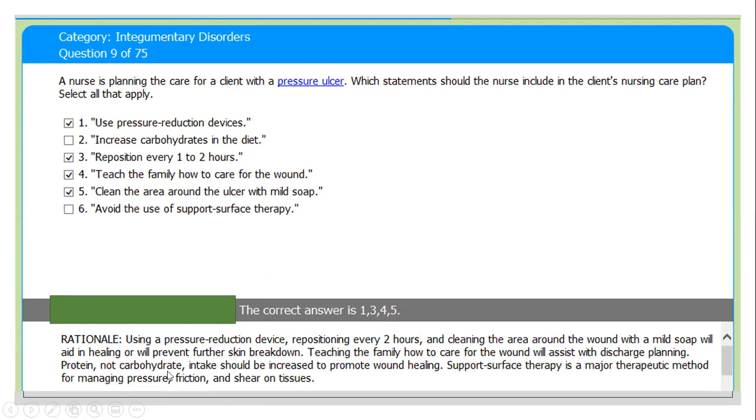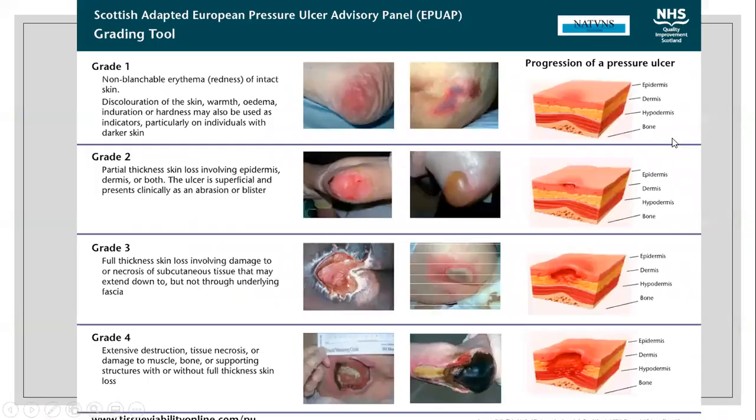Protein, not carbohydrate, intake should be increased to promote wound healing. Supportive surface therapy is a measured therapeutic method for managing the pressure, friction, and also shear on the tissues. Here we can see the different stages or grades of the pressure ulcer. Grade 1, you see the picture, progression of a pressure ulcer.